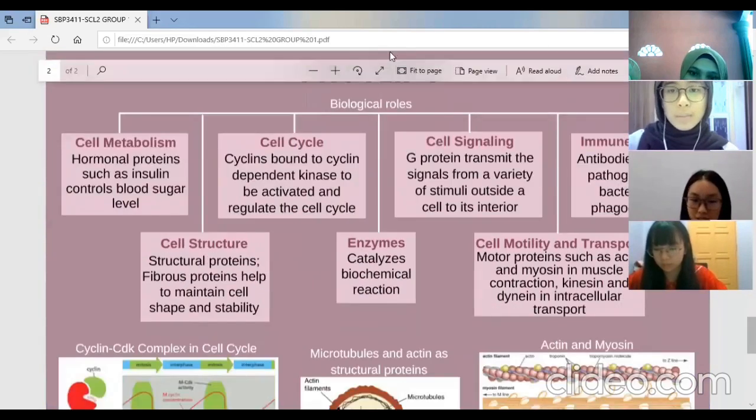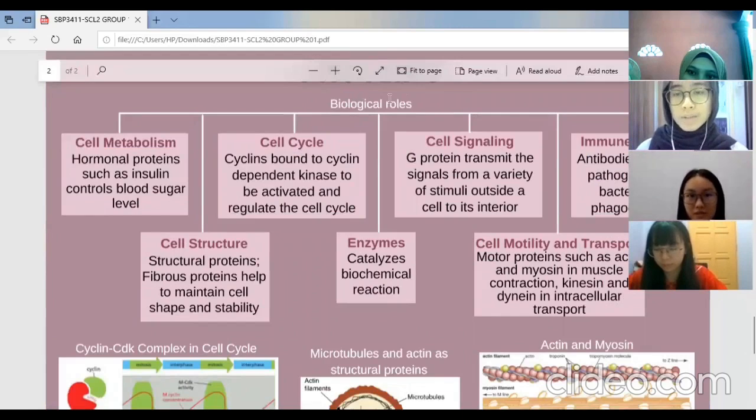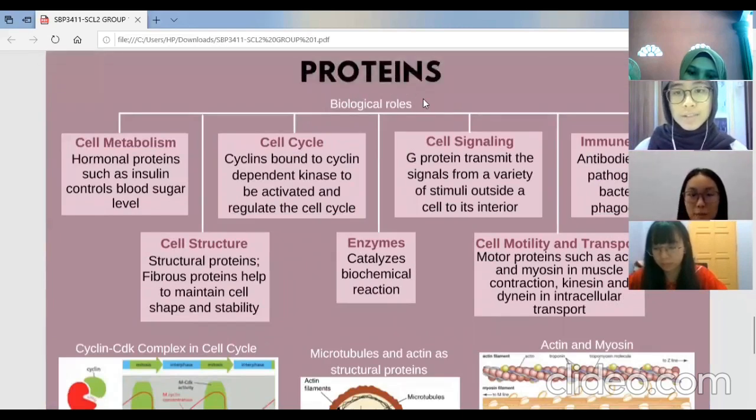Okay, so I'll be talking about proteins, which are the main building blocks of the cell as they constitute most of the cell's mass. So we go to the biological roles. The first one is that they are involved in cell metabolism, such as hormonal protein, for example insulin, which controls the blood sugar level.